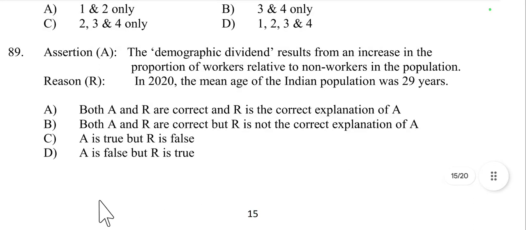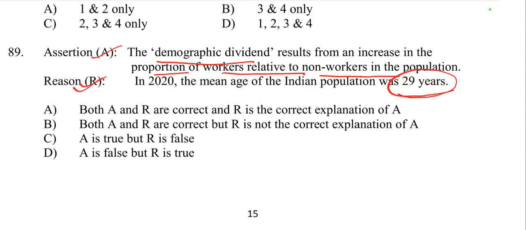Then come to question number 89, an assertion and reason based question. Assertion: the demographic dividend results from an increase in the proportion of workers relative to non-workers in the population. So this is correct. Then reason: in 2020 the mean age of the Indian population was 29 years. Yes, this is also correct. Assertion is correct, reason is correct.